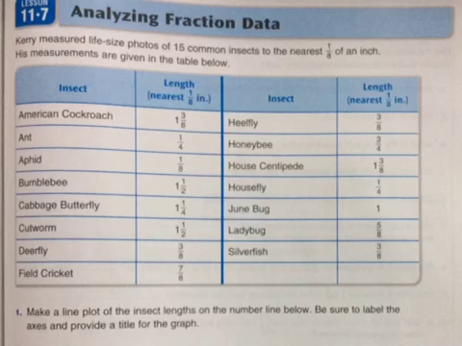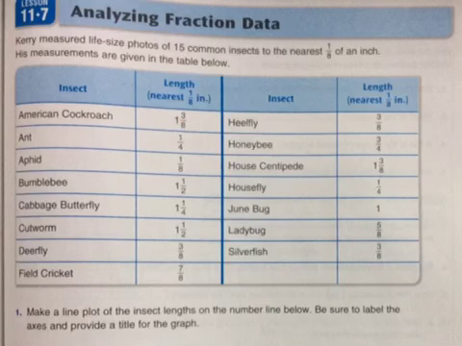On page 390A, we are going to practice analyzing fraction data, which means we are going to look at the data that we have here. We're looking at the length of insects. For example, an American cockroach is 1 3/8 inches. An ant is only 1/4 of an inch. A bumblebee is 1.5 inches.